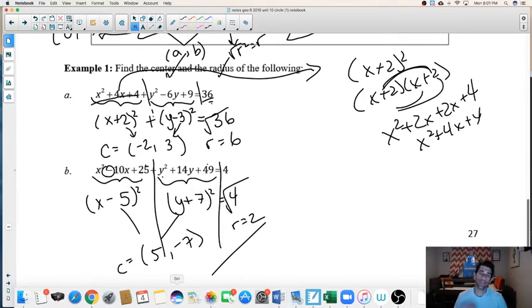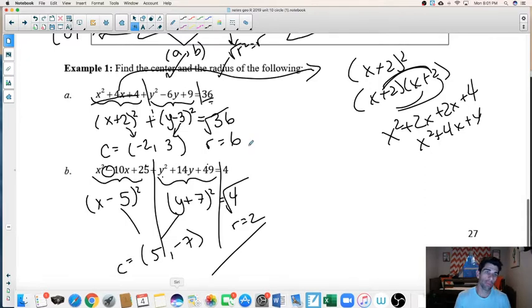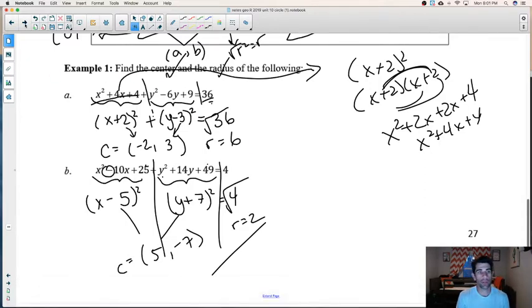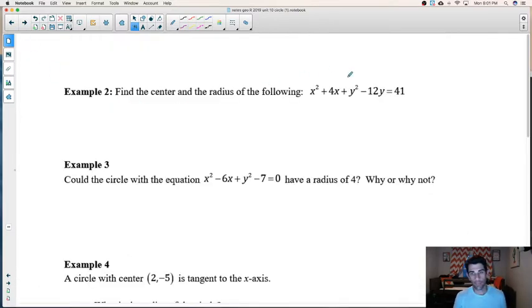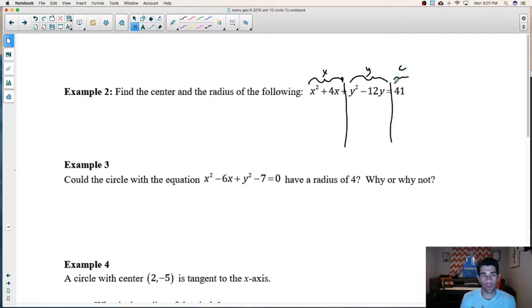Alright, so there's your basic introduction, and that's what we're going to build on for the newer questions that we're going to get to now. So now if you take a look at this one, you're going to notice right away how it's different. These are not perfect square trinomials. Notice I'm good here because the x's are grouped together. I'm good here because the y's are grouped together. And then there's my constant over there.